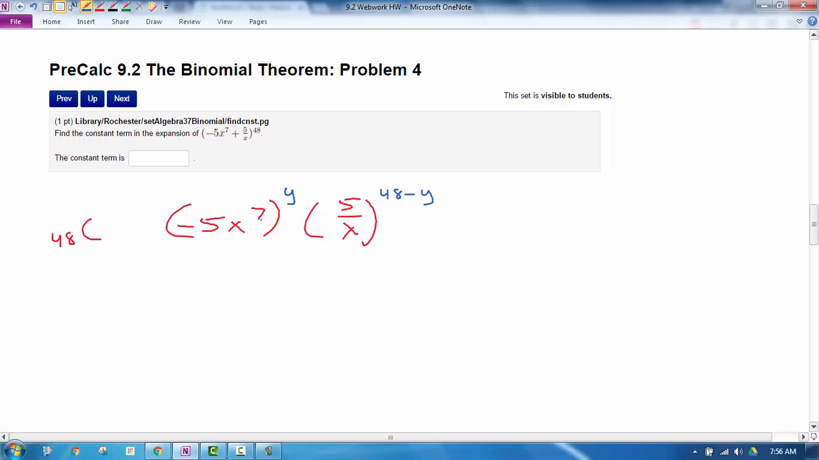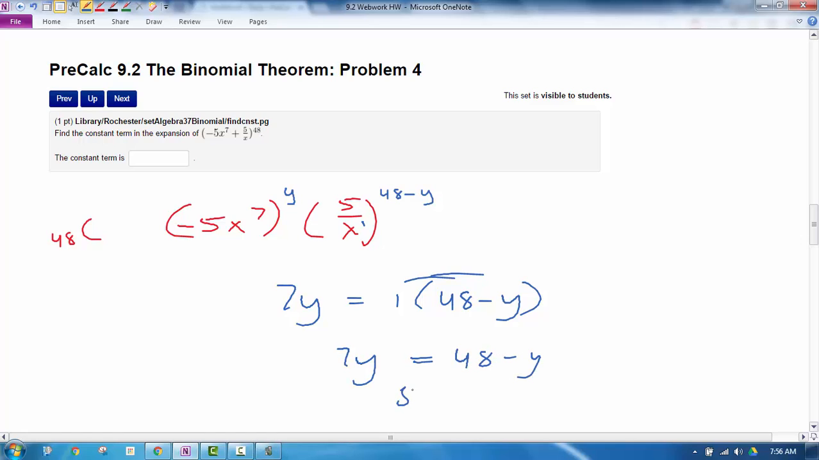And now think about just the variable. So this is 7 times y. We want the exponents to be the same here. And in the bottom here, this is a 1. So I want this exponent in the bottom to be the same so that they cancel. So that's going to be the same as 1 times 48 minus y. And then you can solve this. So you get 7y equals 48 minus y. Add y to both sides. 8y equals 48. Divide both sides by 8. You get y equals 6.